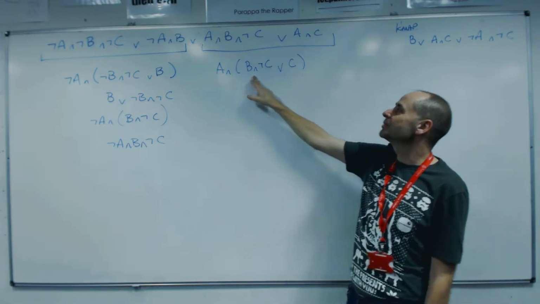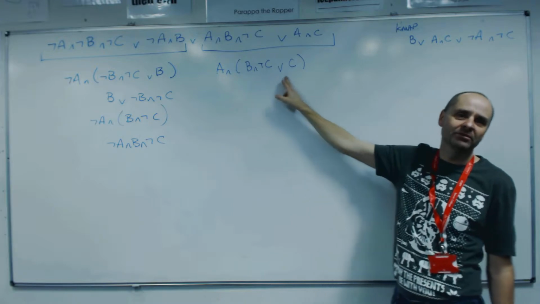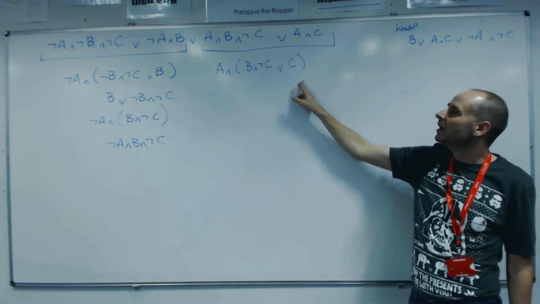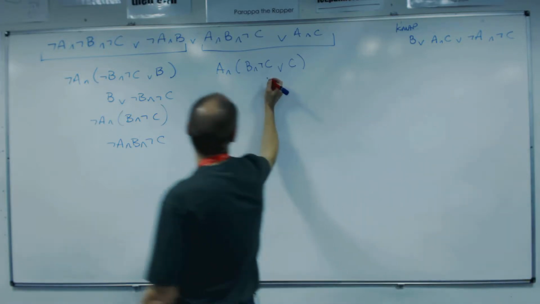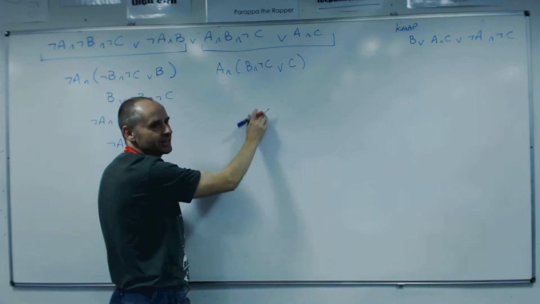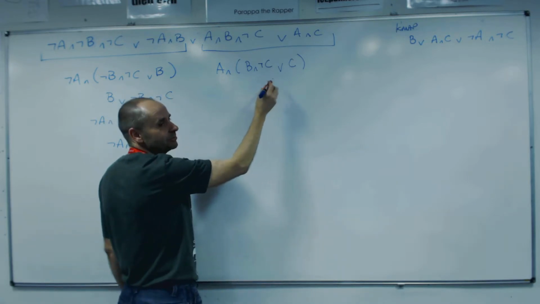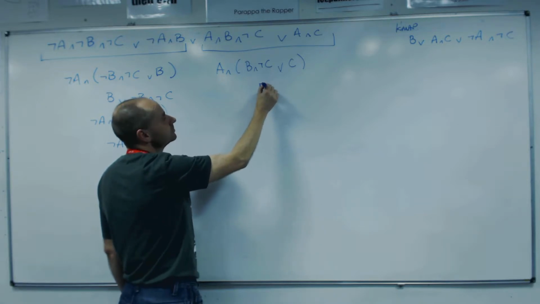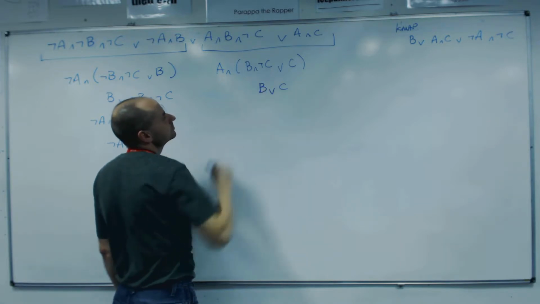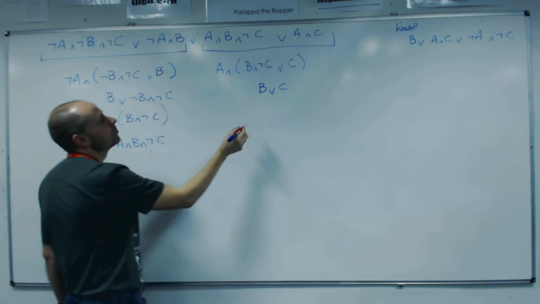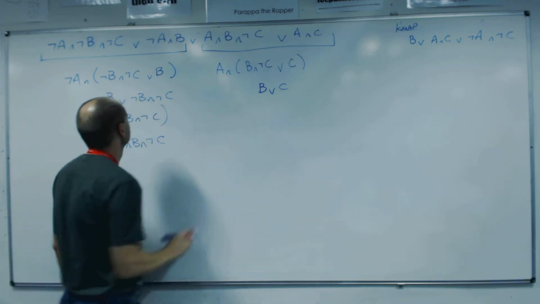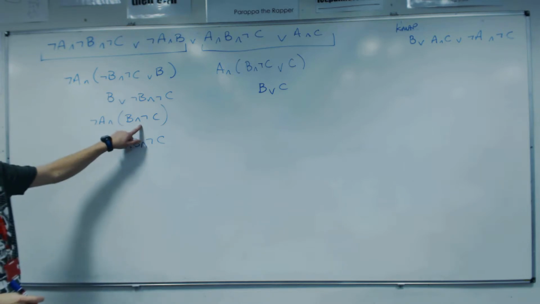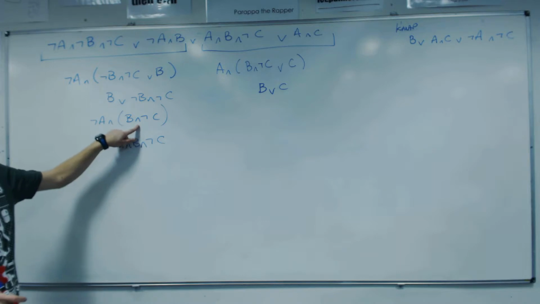Right, that's an absorption rule. So what does that absorb to? B and C. Is it B and C? Or is it B or C? B or C. Or C, yeah. Okay, so we absorb it. Was that one right? Was that one an AND or an OR? Should that have been an OR? Yeah.